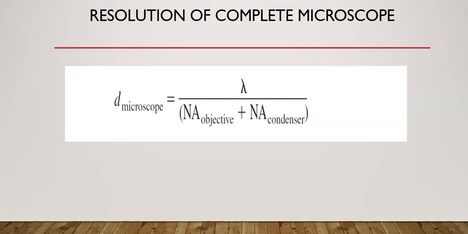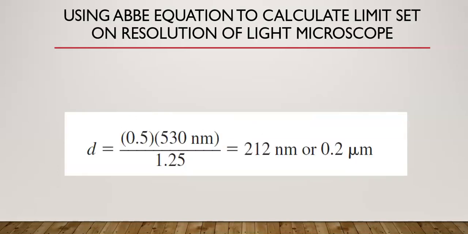The limits which are set on the resolution of a microscope can be calculated using the equation. You can see on this screen, using the Abbe equation, we can calculate the limits set on the resolution of a light microscope. The maximum theoretical resolving power of a microscope with an oil immersion objective, numerical aperture 1.25, and blue-green light is calculated this way. We have the product of 0.5 multiplied by 530 nanometer, divided by 1.25, and that is how we get the resolution in the case of a light microscope.